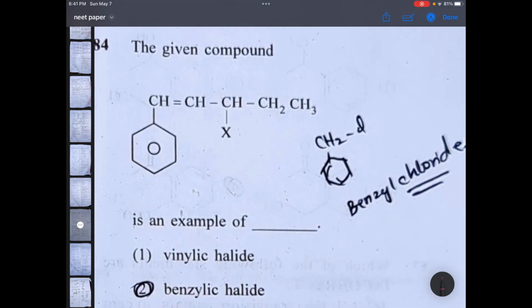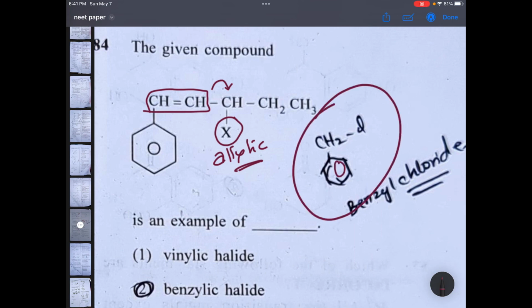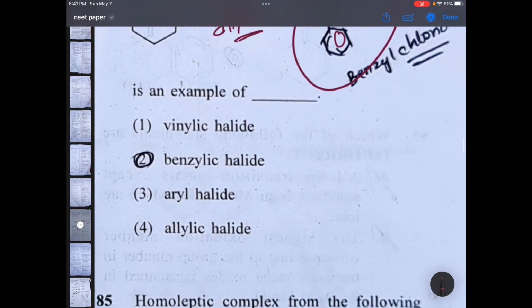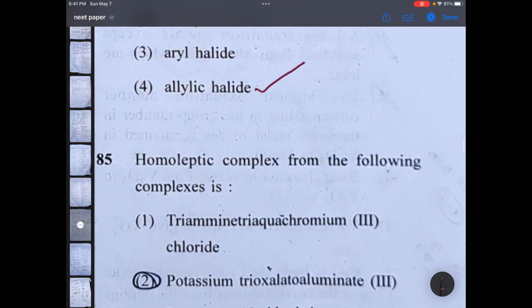And this group is a vinyl group, and after that carbon, if any group is present, this is called allylic. It is an allylic halide. Benzylic means it is benzylic, right? This is mentioned here. And if something is present here like CH2 double bond CHCl, this is vinylic. So the answer is allylic halide.